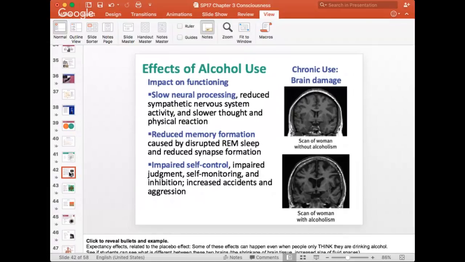which is why we see increased accidents and aggression and, like I said before, poor decision-making in general under the use of alcohol, which can be fatal and serious. So some of the effects of alcohol can be quite severe. I should say that.